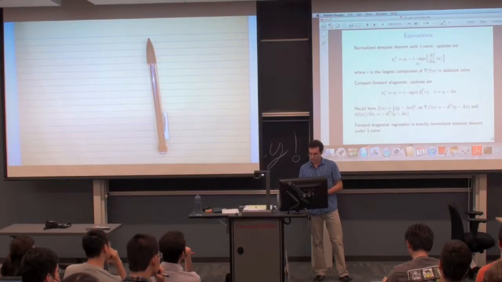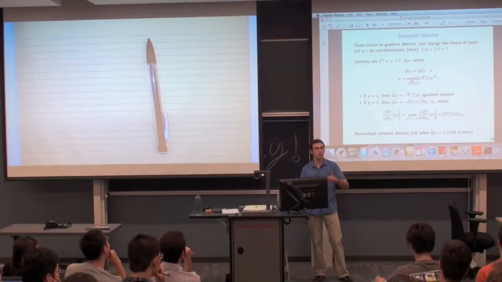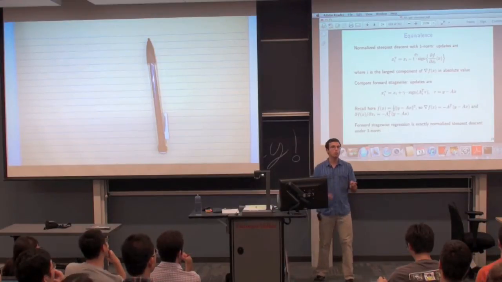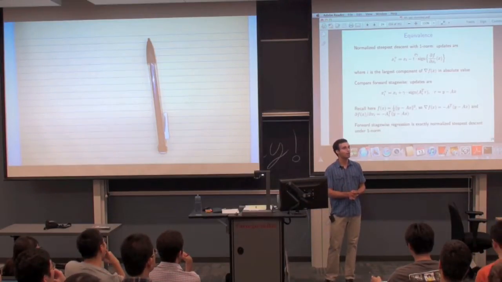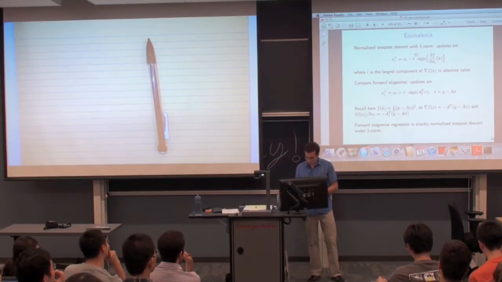So normalized steepest descent is what we do when we don't include this step here. We just take the descent direction to be this u. So we're going to make it have unit norm according to whatever the underlying norm was, the q norm or the 1 norm. What we saw was that normalized steepest descent with the 1 norm was exactly forward stage-wise regression. Okay, they're the same thing. We just call them different things depending on what field we are studying.